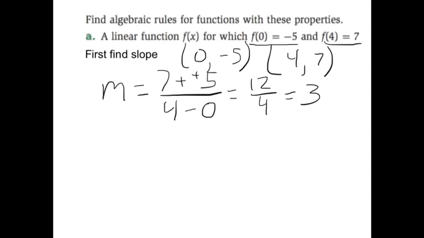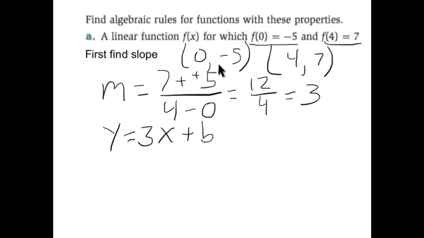So now we know that the slope is 3, and we've got y equals 3x plus b, where b is the y-intercept. 3 is the slope. It's multiplied by x. That's how you know which one's the slope. And b, in this case, we just don't know what b is yet. But we do know that when we put 0 in for x, we'll get -5 out for y.